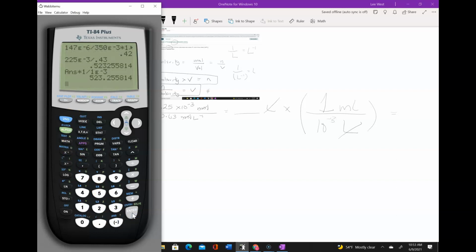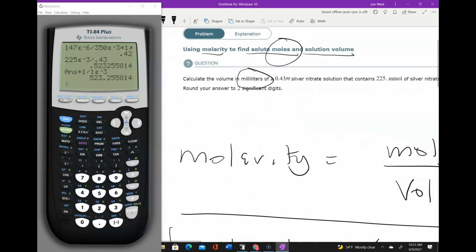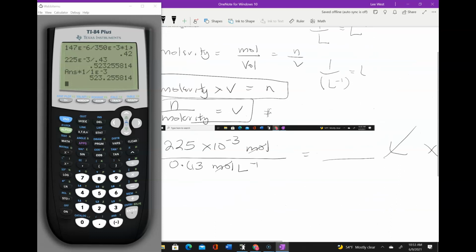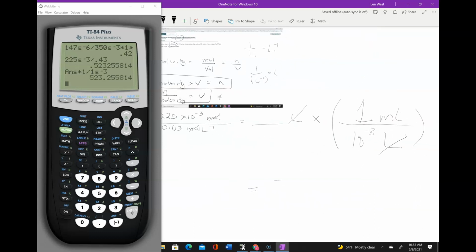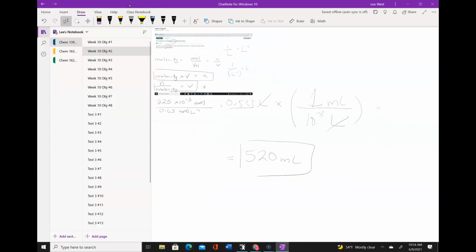All right, and so there we are in milliliters, and it asked for 2 sig figs. So 520 milliliters is going to be my answer here. And if you want, you can put in here 0.523. Now you see, I didn't round off at any point. I just put the numbers into the calculator once at the end, and that is certainly something that you should be striving to do.